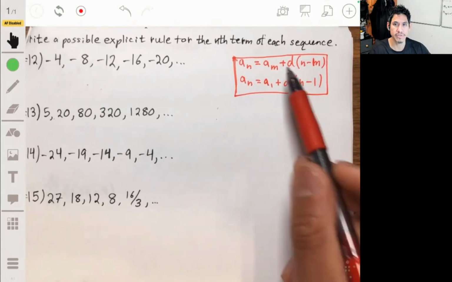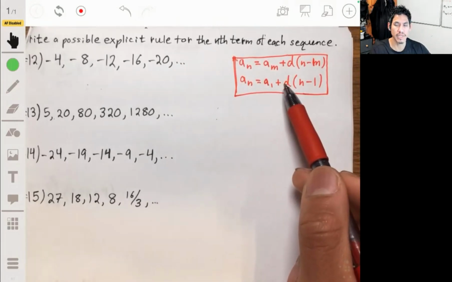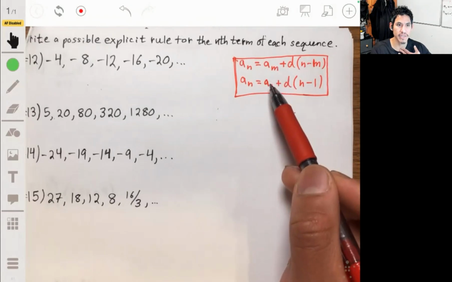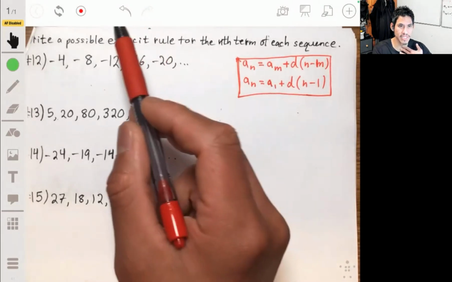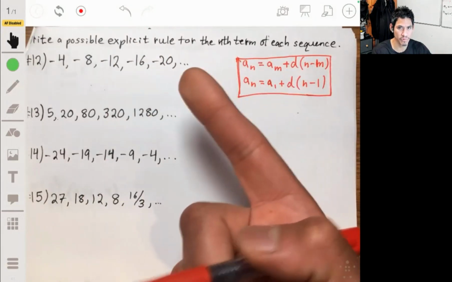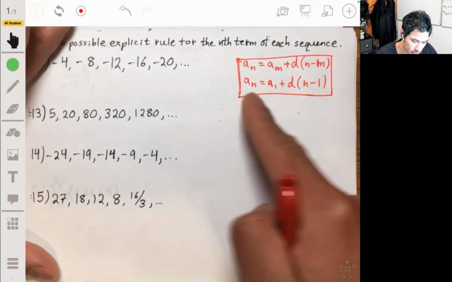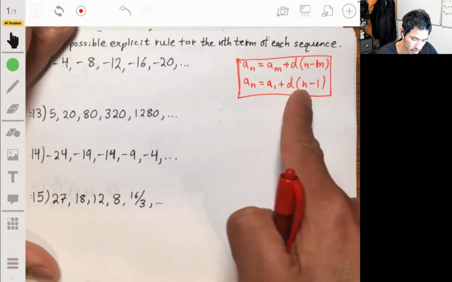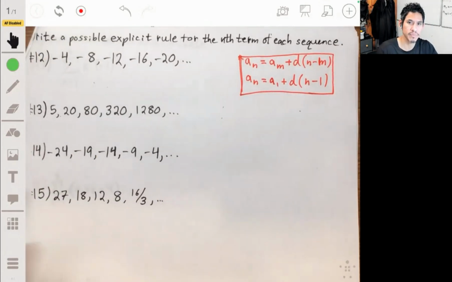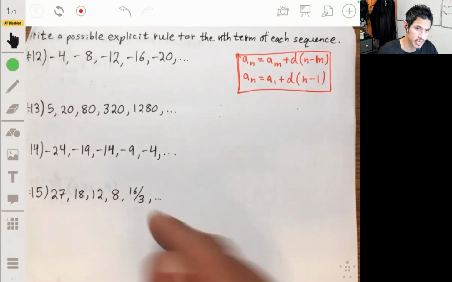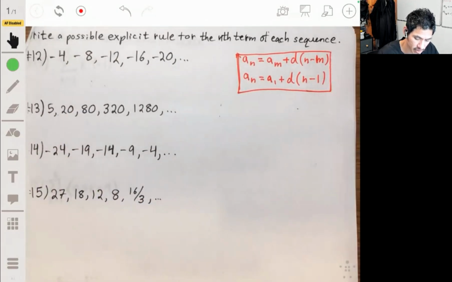I usually show my students this one first, and then as we practice it, they can see that the m doesn't matter. It could be anything, because that's why it says possible explicit rule. There are many rules you can use with this type of pattern. But for the most part, this one will make your life a little simpler in the sense you can always start with A1 if you have A1. Now, this is for arithmetic.